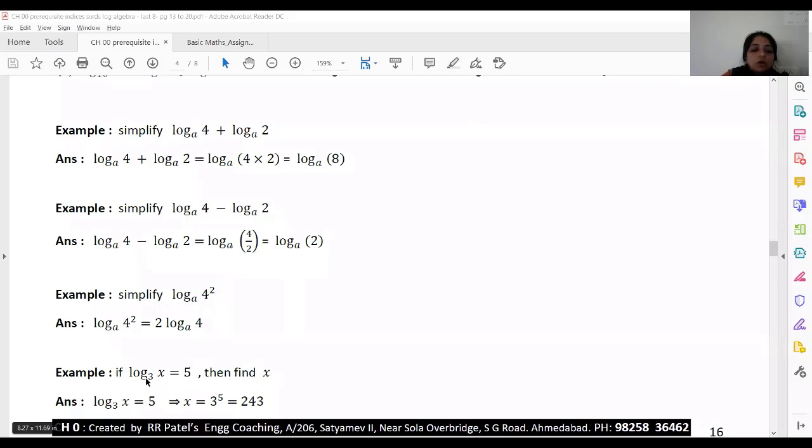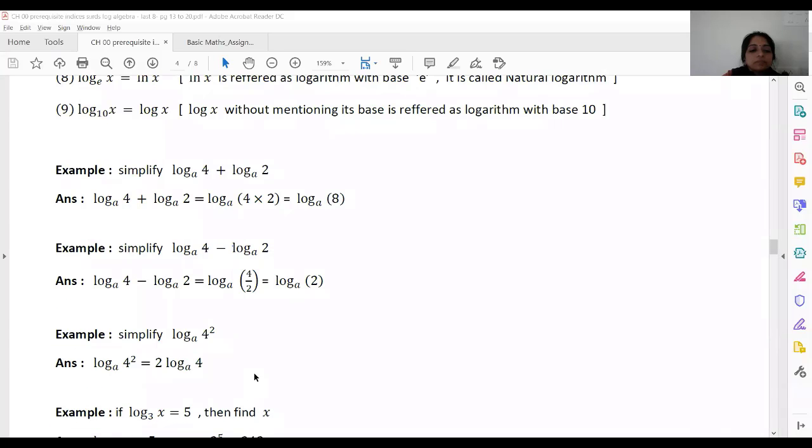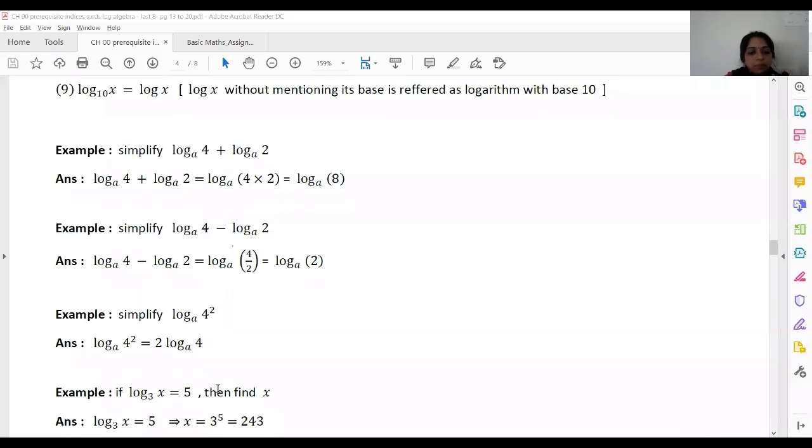Now, if log base 3 x is equal to 5, find x. Can anyone? 3 raised to 5. Yes, very good. x is equal to 3 raised to 5. And what is 3 raised to 5? 243. Perfect.